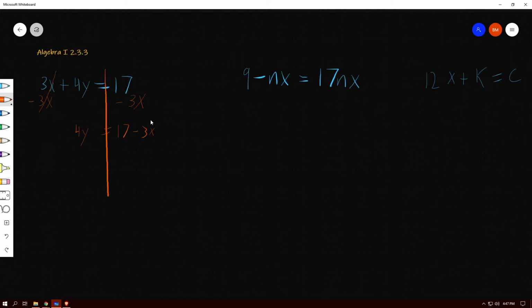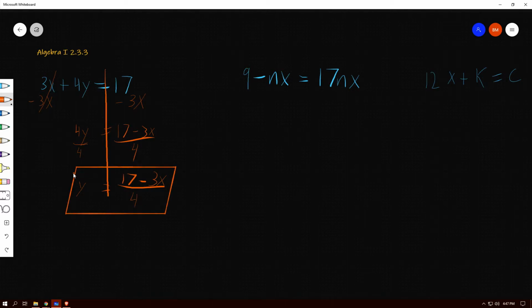And then what am I solving for? I'm solving for y. Well, what's with y? The 4. What's it doing? It's multiplying. How do you get rid of multiplication? You divide. So I'm going to divide both sides by 4. And I get y equals 17 minus 3x divided by 4. And this is my final answer.